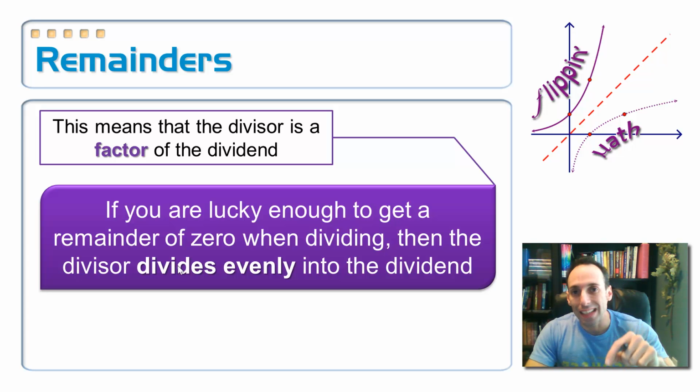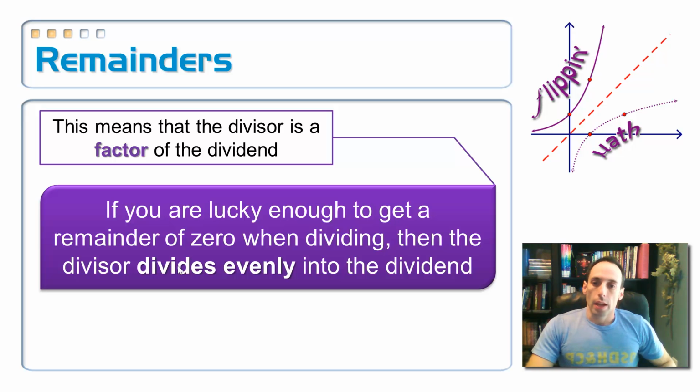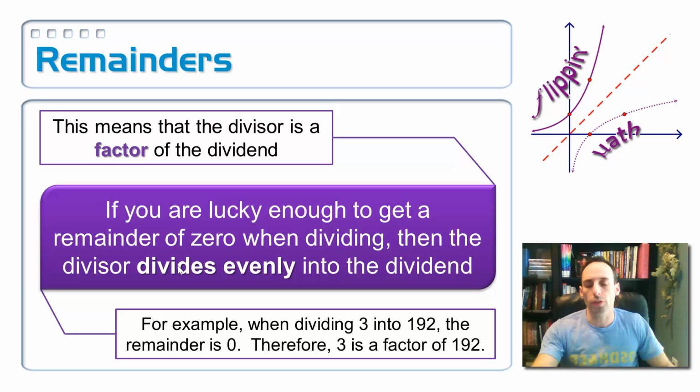What I'm dividing by is a factor of what I'm dividing into, okay? And remember, all factors mean there are just things that you have to multiply in order to get an answer, to get a product. Okay, so here's an example.